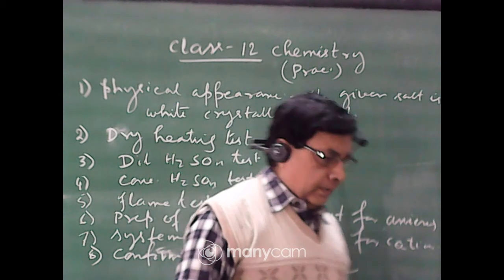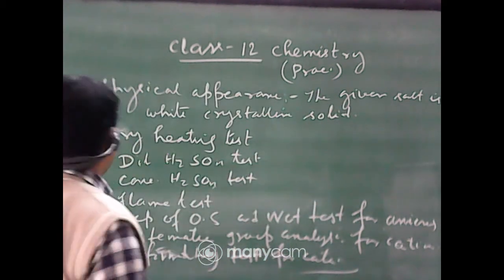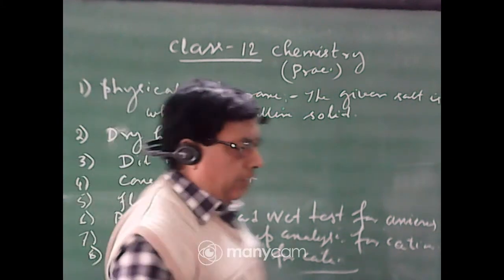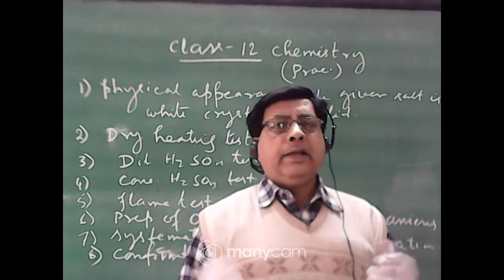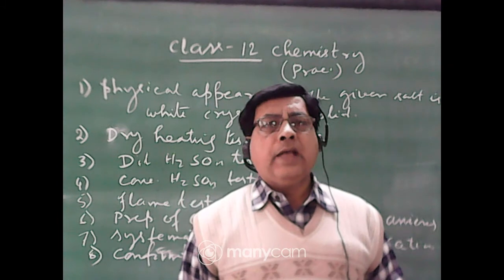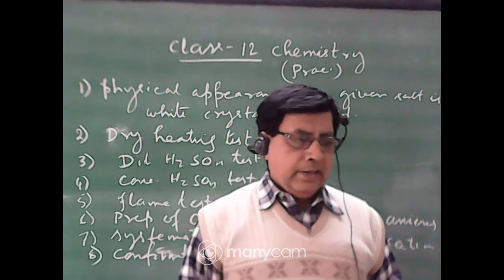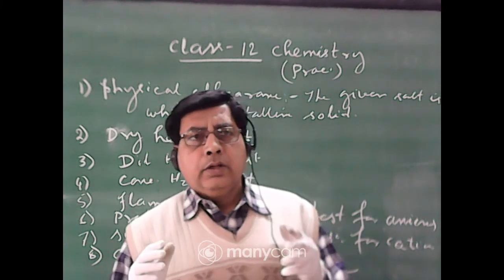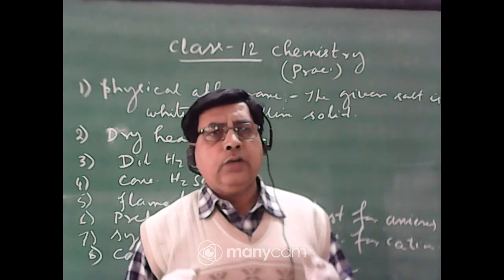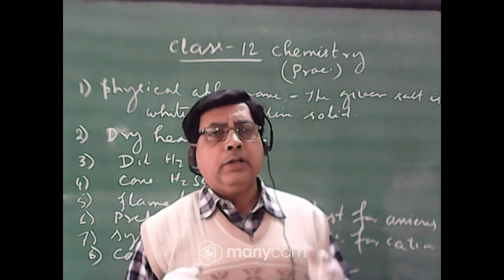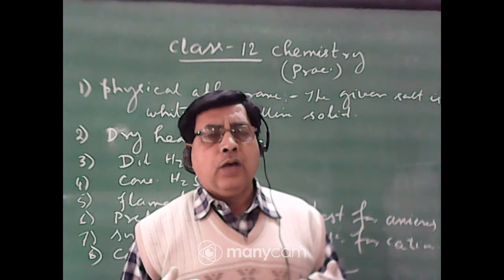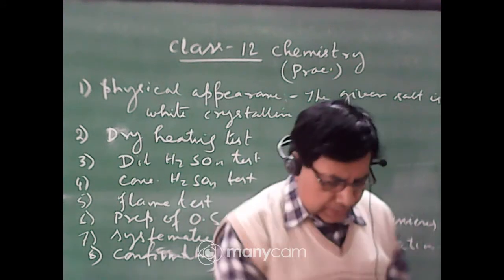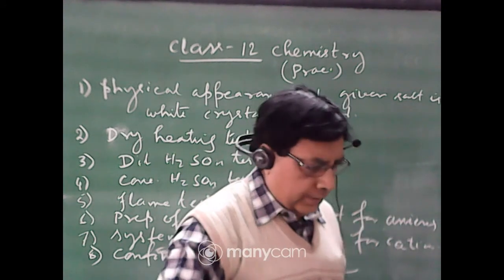Then this is the test. Then you write in this way, in 8 columns: physical appearance, dry heating test, dilute sulfuric acid, concentrated sulfuric acid. Here, since barium is present, in the dry heating test you write: a cracking sound is obtained and a reddish brown gas is evolved. When concentrated sulfuric acid is added, a reddish brown gas is evolved because nitrate ion is present. So this is the dry test for nitrate ion. When barium nitrate is heated, a cracking sound is formed and a reddish brown gas is evolved. Okay. Hello student, understood how to write?